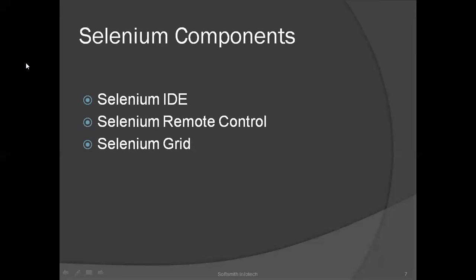There are four components, I would say: Selenium IDE, Selenium RC, Selenium Grid, Selenium WebDriver. But initially, when it came into the picture in 2004, its components were of three types: Selenium IDE, Selenium RC, Selenium Grid. So these three were the main components of Selenium in the earlier stage.